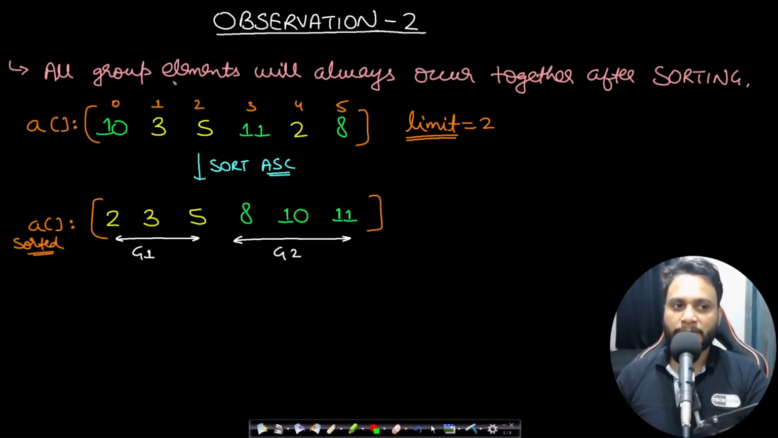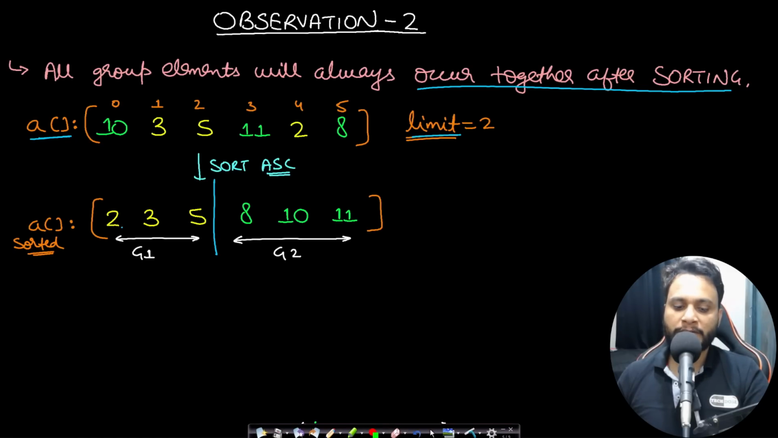In observation number 2, all the group elements will always occur together. I already said this: if you just sort them, all the group items will come together. I have given the same example with the limit value 2. If you sort them, you see the group 2, 3, 5 occurring together, and 8, 10, 11 occurring together on the other side, right? You may have more than 2 groups as well. You may have 1 group also.